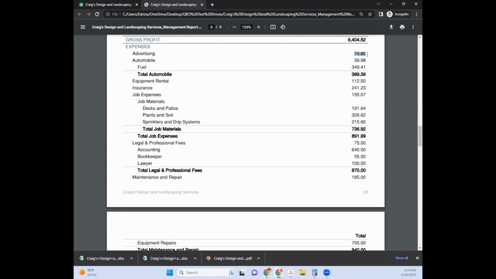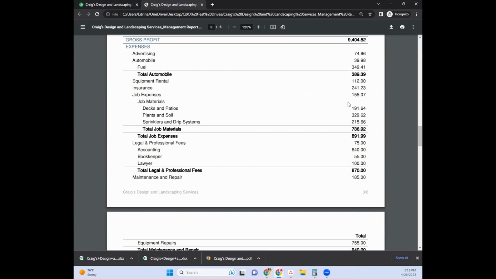So this is the total of what they've spent so far on advertising and their automobile, and then they have fuel as a sub-account of automobile. Generally speaking, when you're looking at QuickBooks Online, it says gas and fuel, so I think that's the default account in QBO. There's equipment rental, insurance, and then we have job expenses with job materials under it.